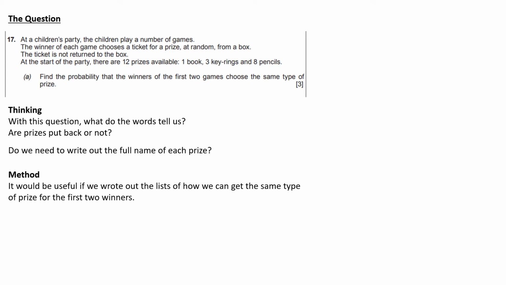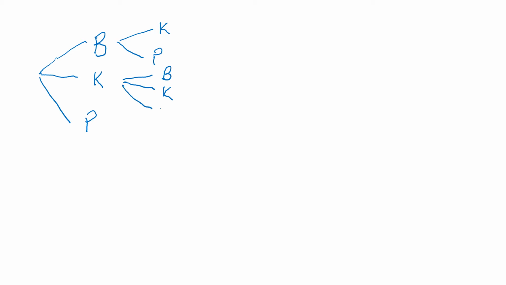If we look at the tree diagram, what we have is a book, a keyring, and a pencil. If we've chosen the book, we can only choose a pencil or a keyring on the second option. From the keyring, we can choose a book, another keyring, or a pencil. And from the pencil, we can choose a book, a keyring, or another pencil. I think in one sense, that's where the difficulty lies. Our answers are either at this point here, a keyring followed by a keyring, or this point here, a pencil followed by another pencil.